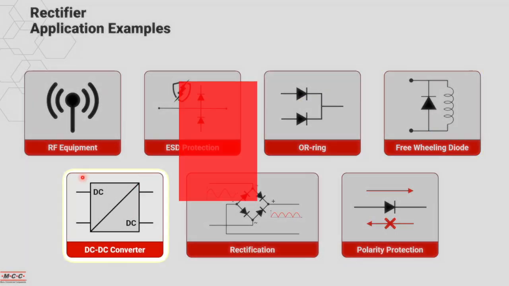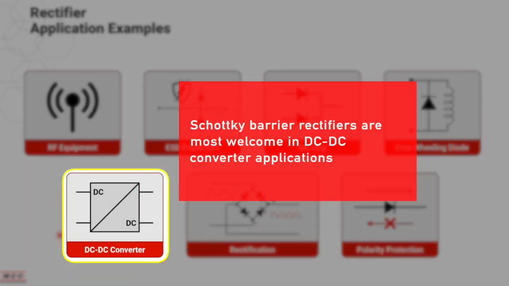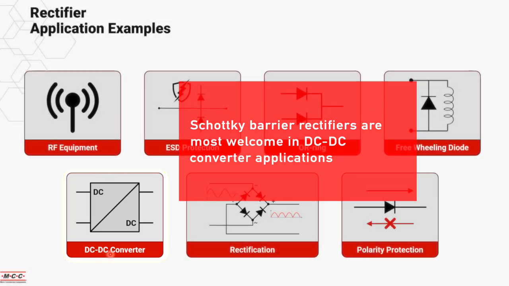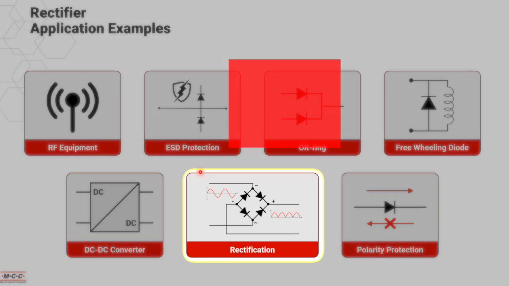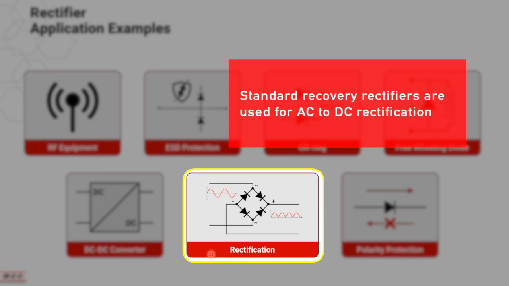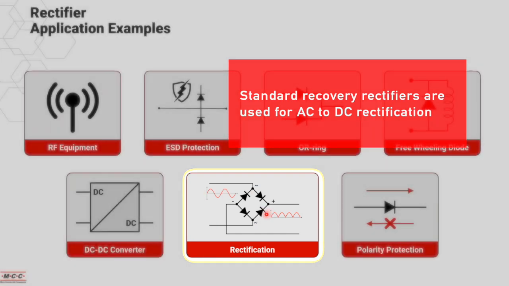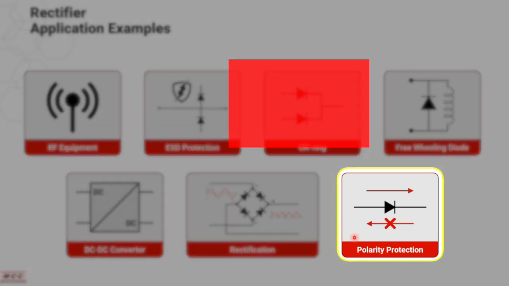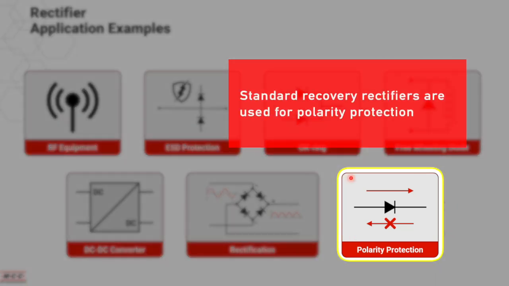In terms of DC-DC converters, Schottky barrier rectifiers are most welcome in these applications, as well as power rectification from alternating current to direct current, and polarity protection, where we utilize standard recovery rectifiers.